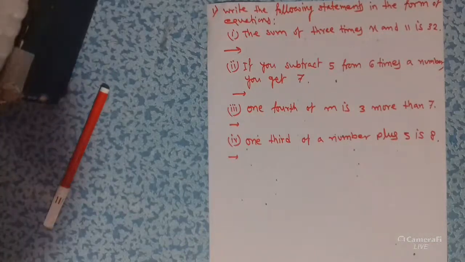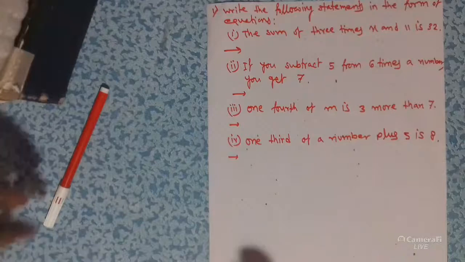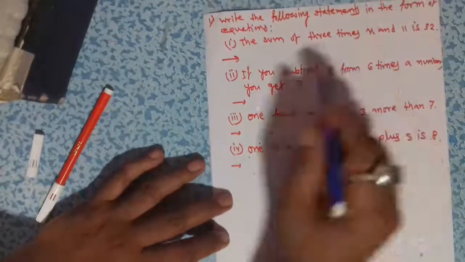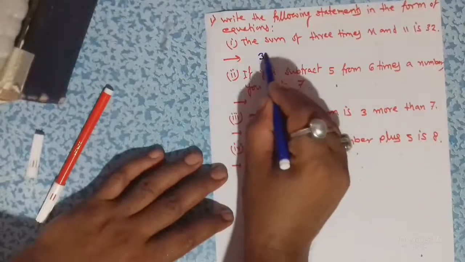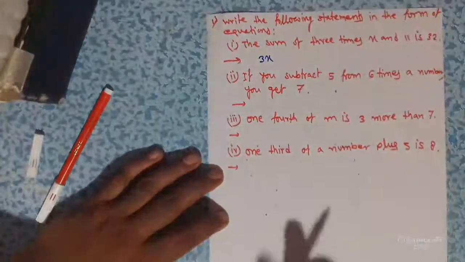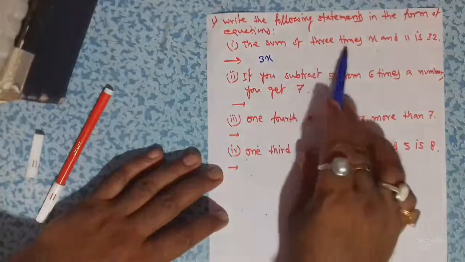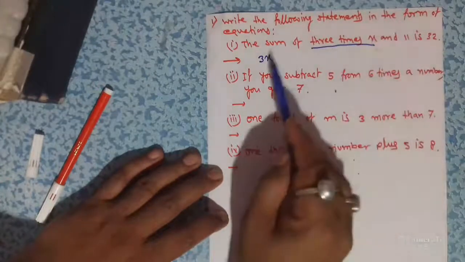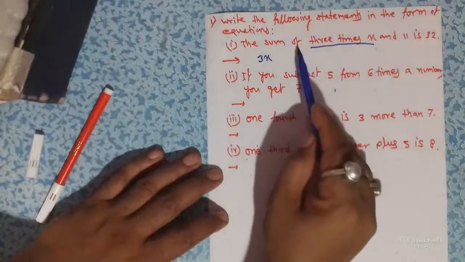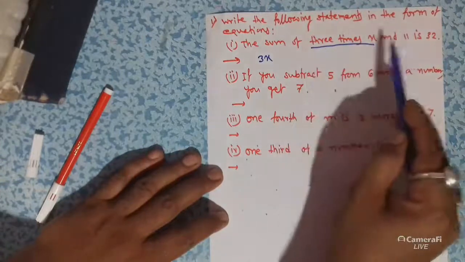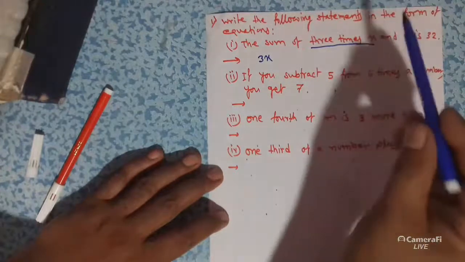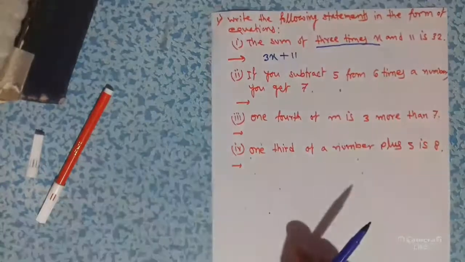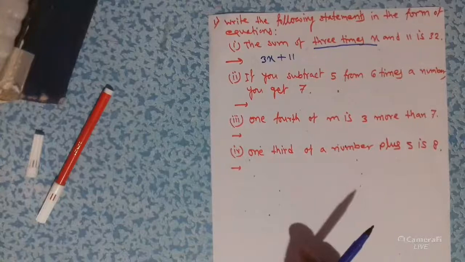Yes, it is right. The sum of 3 times x. So 3 times x means 3x. Okay, students, the sum of 3 times x and 11. Sum means plus. So plus 11 is 32.